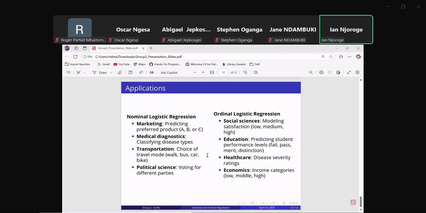Examples of ordinal logistic regression: social sciences, modeling satisfaction, low, medium, high; education, predicting student performance levels, fail, pass, merit, distinction; healthcare, disease severity ratings; and in economics, income categories, low, middle, and high. That's our first presentation. I'd like to hand over to the next group member.